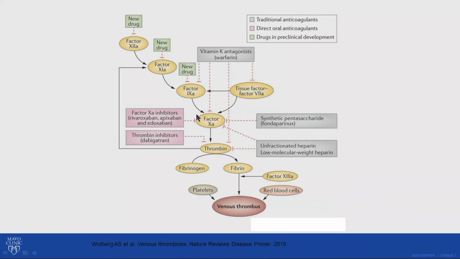So here we have a picture of the clotting cascade, just to remind ourselves where some of these drugs are acting. When we're looking at warfarin and vitamin K antagonists, you can see it inhibits factors 2, 7, 9, and 10. Later we'll be talking about some of these factor 10A inhibitors and dabigatran, which is a thrombin inhibitor right here.